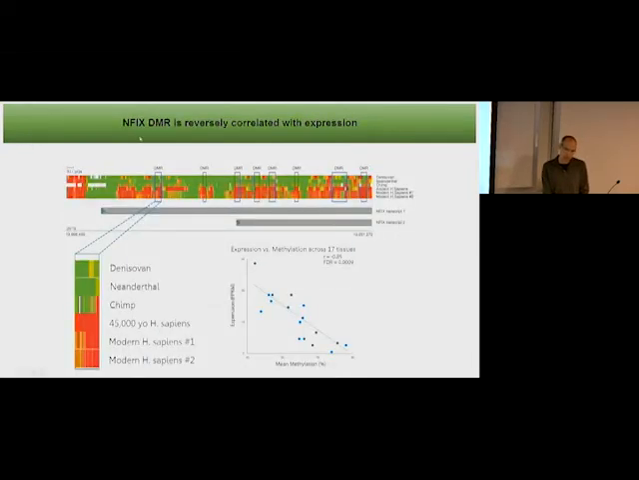It's a gene called NFIX, and this is the differential methylation map. You can see green is non-methylated, red is methylated. You can see here the Denisovan and the Neanderthal, the chimp. And here are modern and ancient humans combined, so you can see that they are similar. So this is one example of a DMR, which is actually nicely reverse correlated with expression if you look in several different tissues.